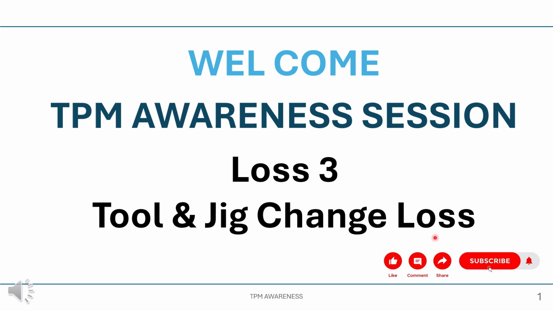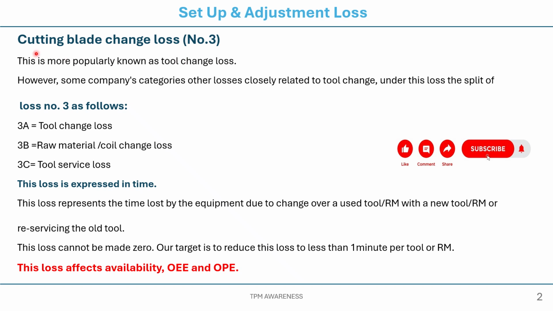Jig change loss. So cutting blade change loss, that is loss number 3. This is more popularly known as tool change loss. However, some companies categorize other losses closely related to tool change under this loss, split into 3A tool change loss, 3B raw material oil change loss, and 3C tool service loss.